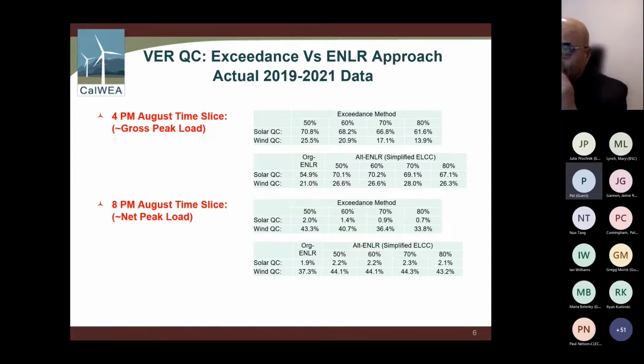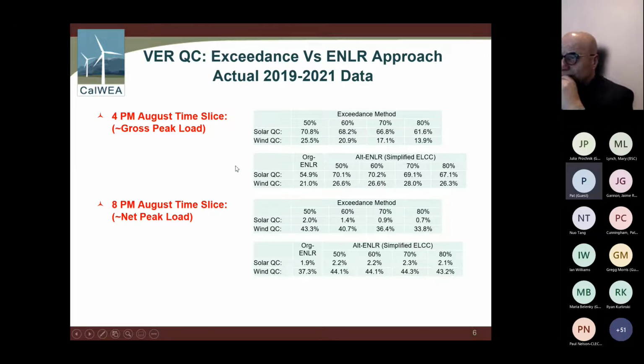Solar qualifying capacity for 50% exceedance was about 71%, and gradually went, as you increase the exceedance level, it went down to 61%. Wind QC started at about 25% and went down to about 14% at 80% exceedance.